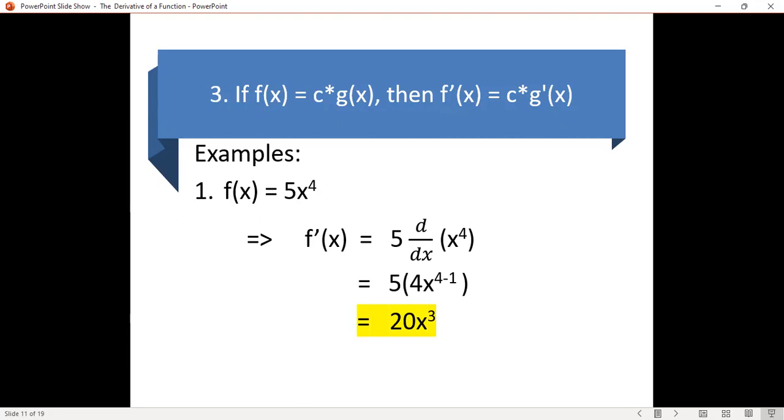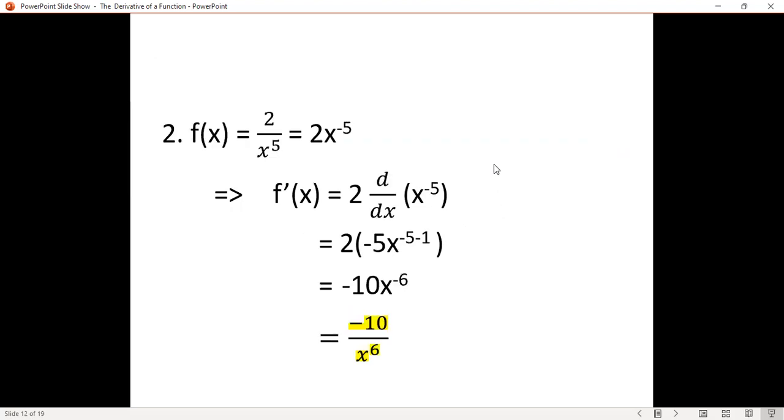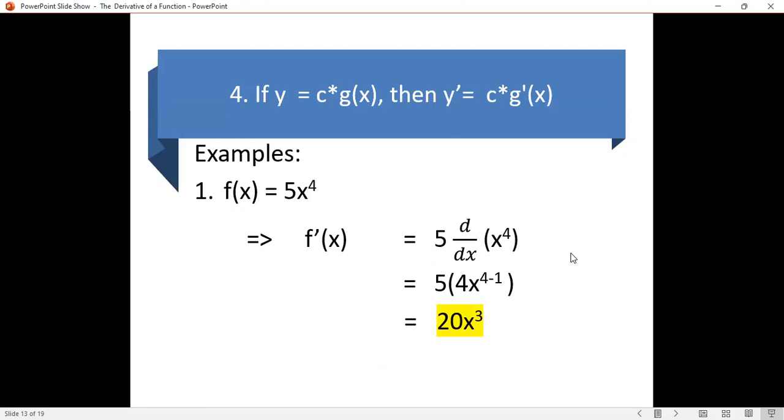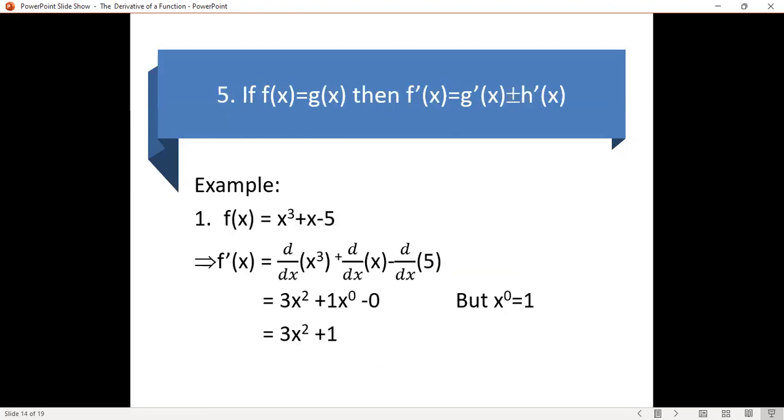Okay, let's take another one. If we have f of x equals 2 over x to the fifth, your f prime of x is going to be negative 5, right, times 2, so that's going to be negative 10. And the denominator will be x to the 6. So it's negative 10 over x to the 6. Question? Okay, let's go to the fourth rule.